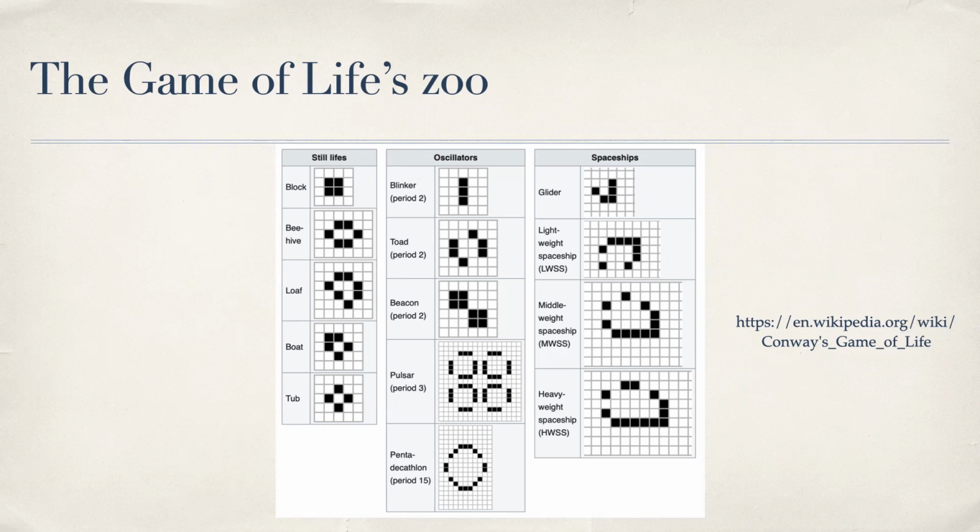And then you can go a bit more complex. So you have this beehive, you have this loaf, this boat. There was a big thing about a spaceship that was discovered last year, I think, that is incredible for some reason, but now I forgot the reason. But yeah, it's a pretty interesting system.